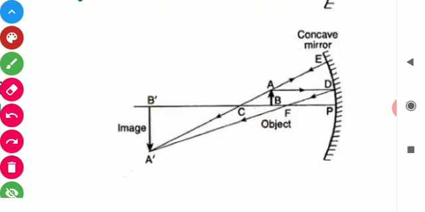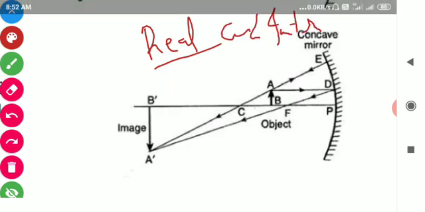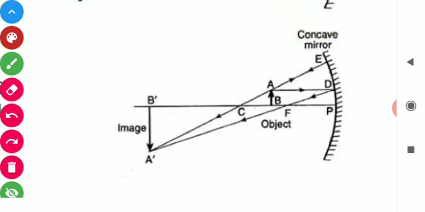So what do you have to write here? First, we used the first and third rule. Secondly, the size of the image is larger. You can see here that the size of the image is larger than the object. The object is small but the image is bigger. After that, which image is it, real or virtual? It is real, and inverted, and you have to write these things here.